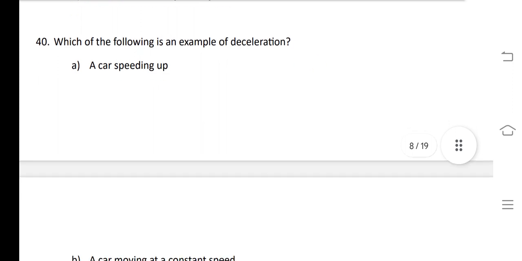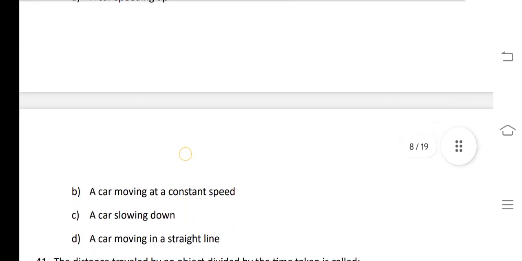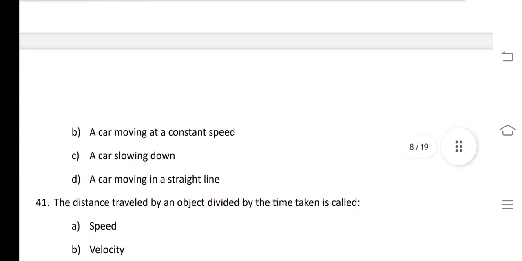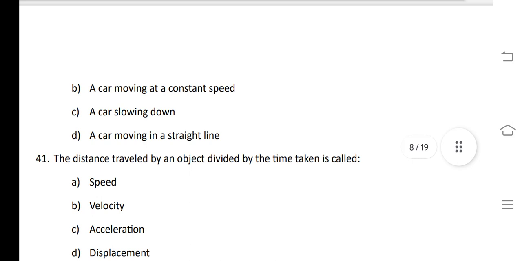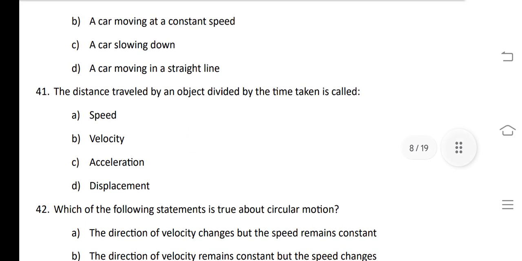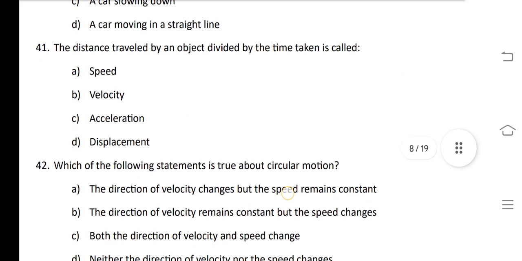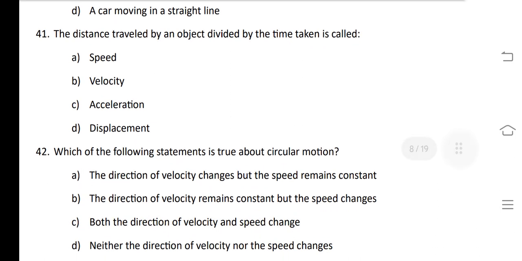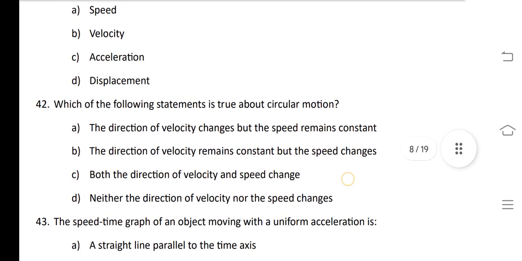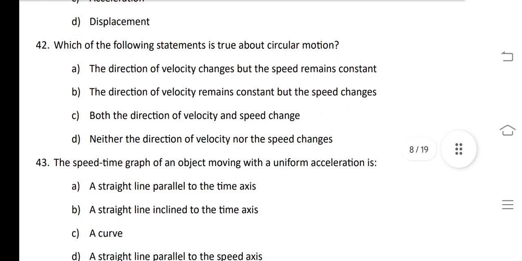Next question is, which of the following is an example of deceleration? That is the case in which speed is decreasing. Option number C is correct. A car slowing down. Our next question is, the distance traveled by the object divided by time taken is called speed of the object. Our next question is, which of the following statement is true about the circular motion?